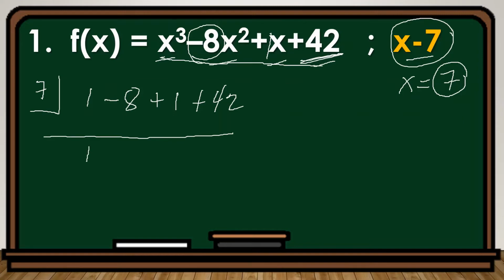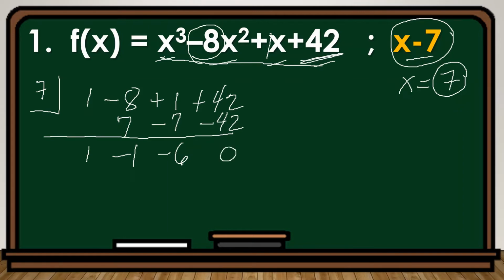So bring down 1. 1 times 7 is 7. Negative 8 plus 7 is negative 1. Negative 1 times 7 is negative 7. 1 plus negative 7 is negative 6. Negative 6 times 7 is negative 42. 42 minus 42 is 0.